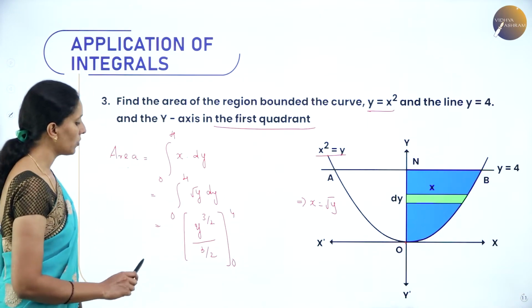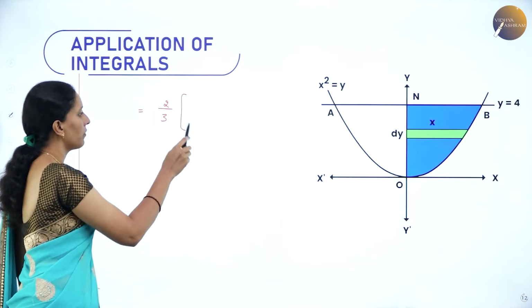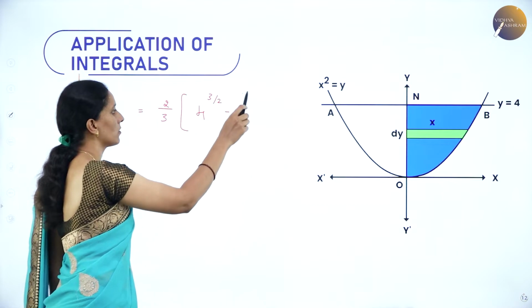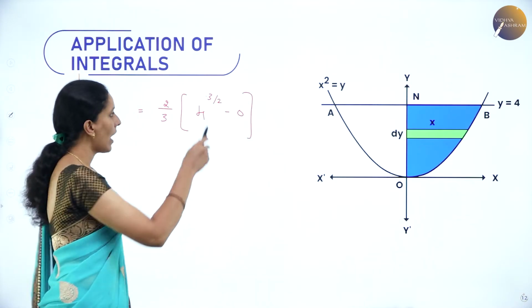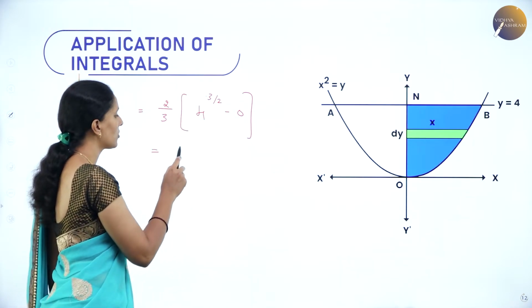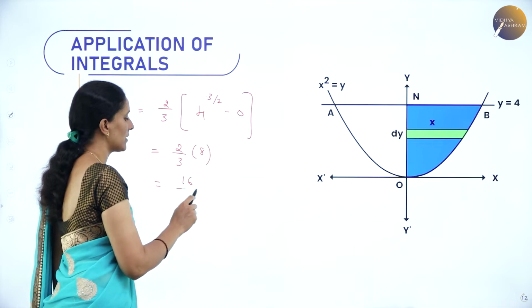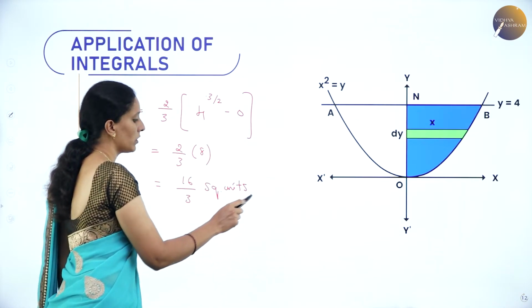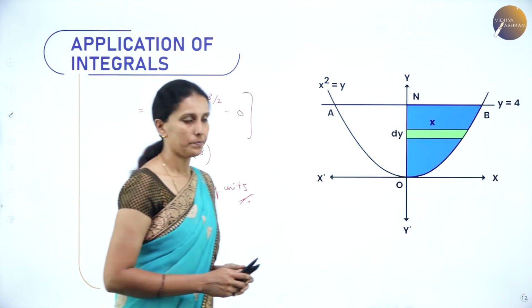Take 3 by 2 outside, then it becomes 2 by 3. If you apply the limit, it is 4 to the power 3 by 2 minus 0. So 4 cube is 64 and square root of 64 is 8. So 2 by 3 into 8, which is 16 by 3 square units. So this is the total area of this curve.